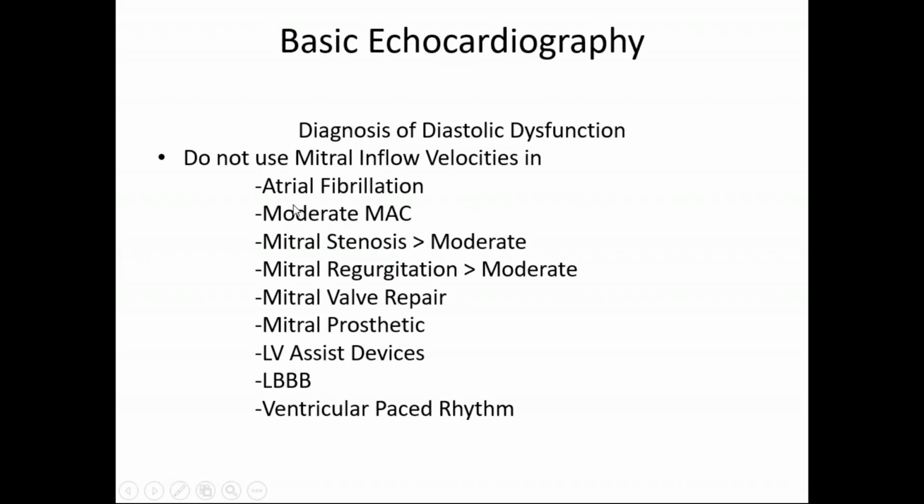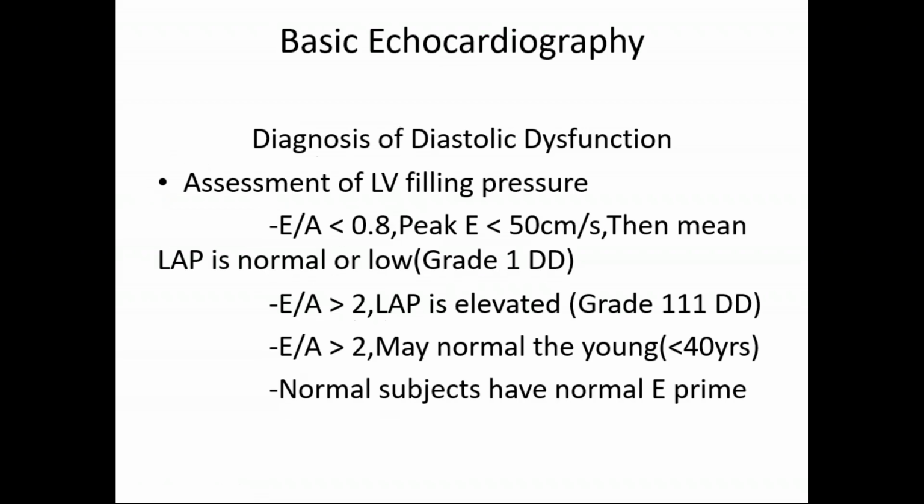Very important. If your patient has moderate or severe mitral annular calcification, more than moderate mitral stenosis, or more than moderate mitral regurgitation, you cannot use your E prime. Also, if they have mitral valve repair, prosthetic mitral valve, LV assist device, left bundle branch block, pacemakers, or atrial fibrillation, you cannot use your E prime. So you have to use other parameters to look for an increase in left atrial pressure.